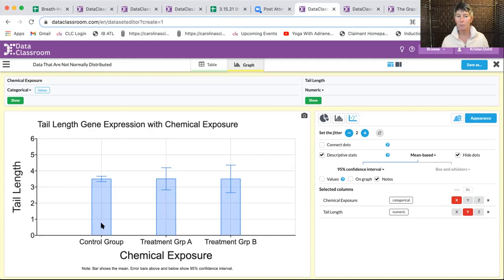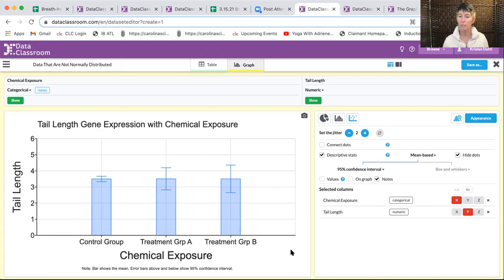If you look at a comparison between the control group and the treatment groups A and B, you see no difference in the mean. They all have exactly the same mean. And this is a manipulated data set to give that visual, but it's helpful to look at what's going on. If the students create a graph that looks like this, their conclusions would be that the chemical exposure does not seem to impact the tail length, the expression of the gene for tail length.